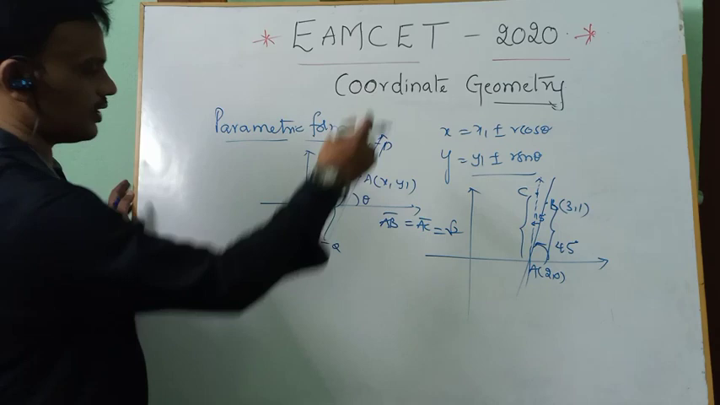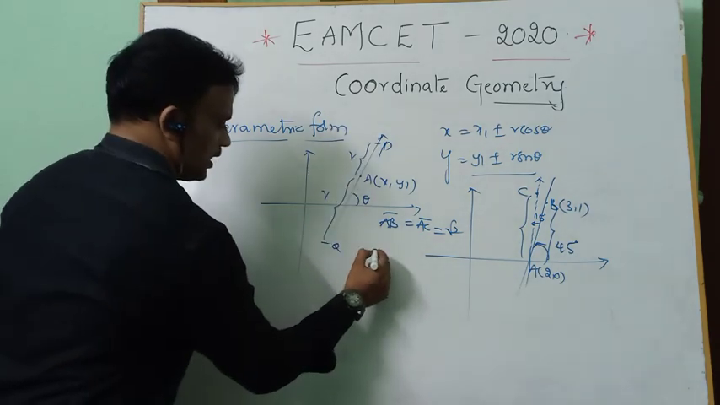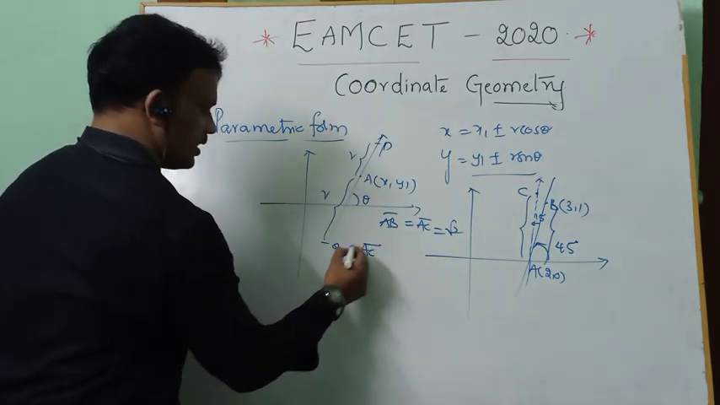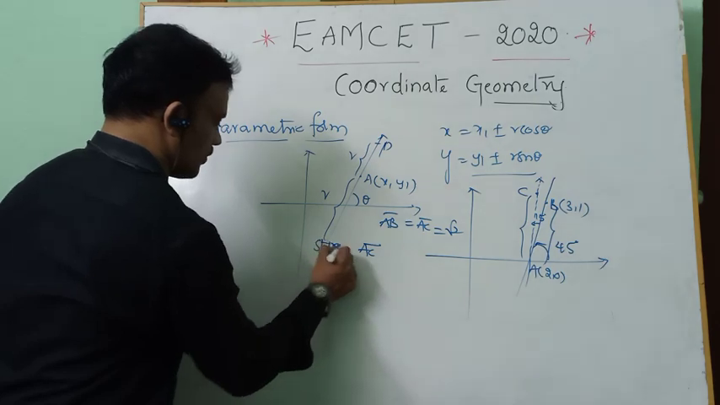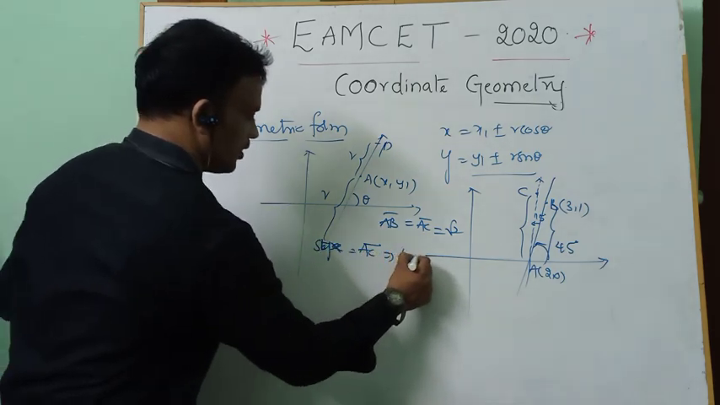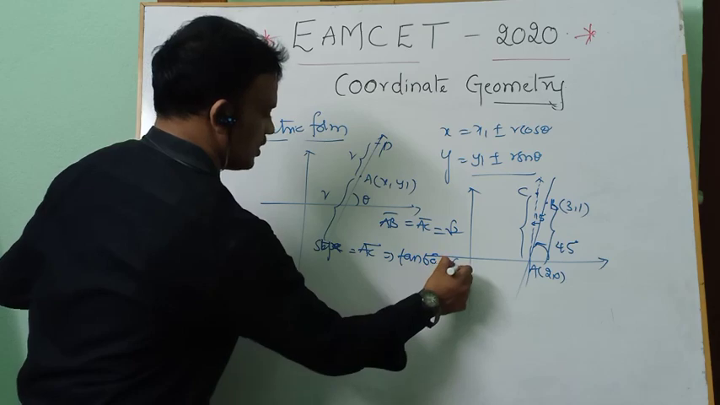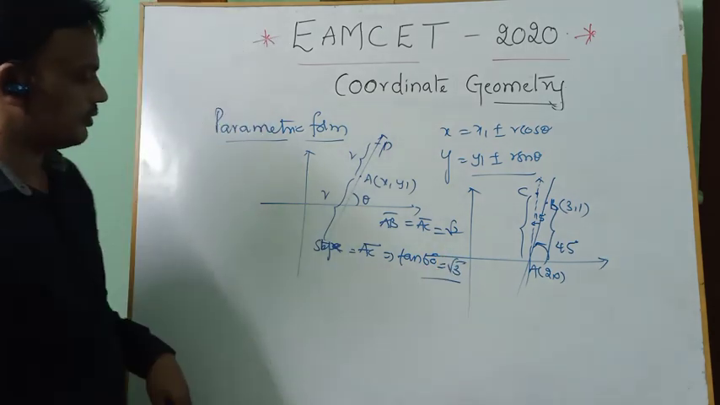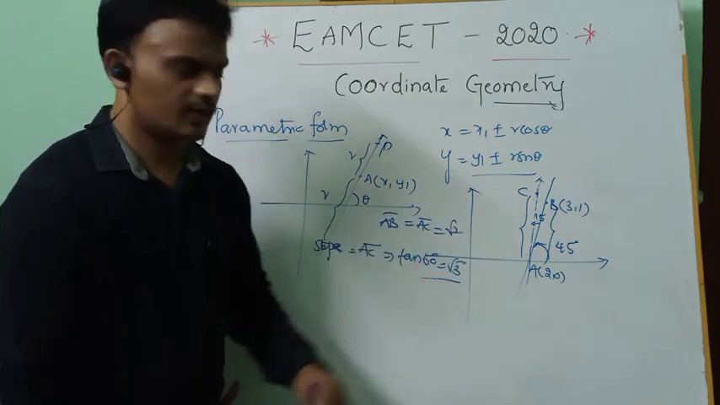What is the inclination of the line? So the inclination of the line AC, take that as the slope of the line. The slope of the line I can take as tan 60 degrees, which is root 3. Okay, the slope of the line AC is root 3.